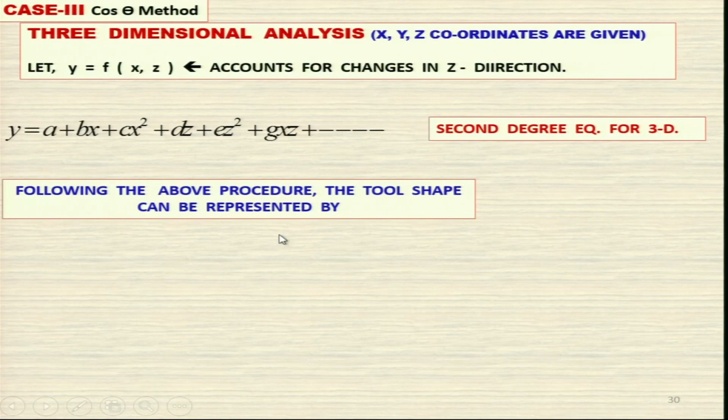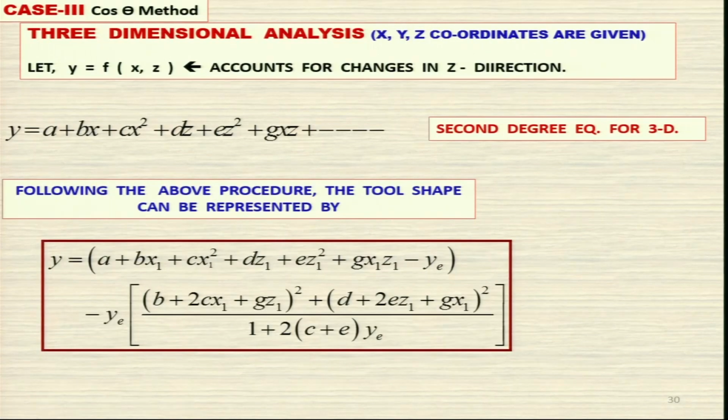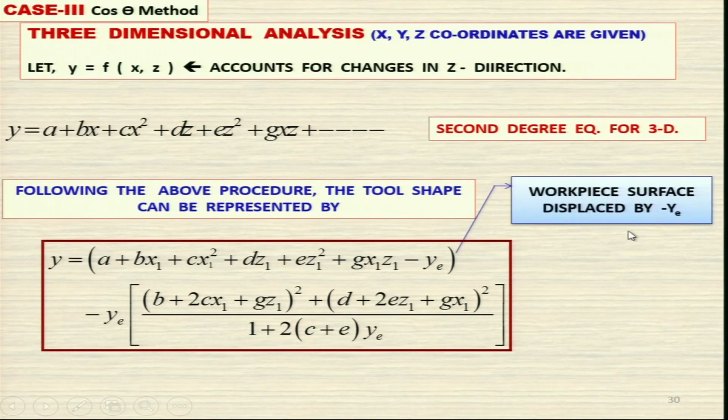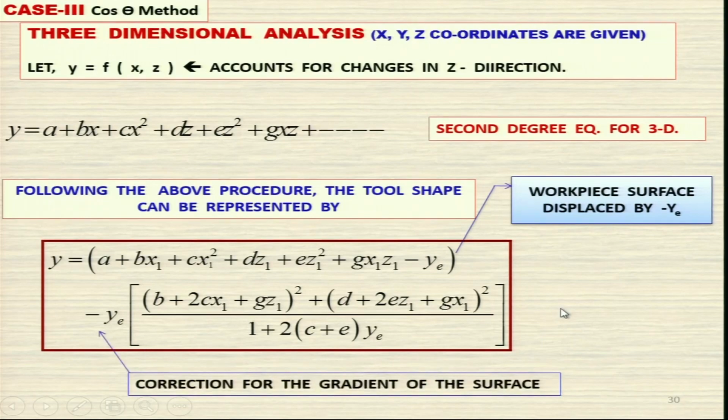Following the above procedure, the tool shape can be represented by y is equal to a plus bx1 plus cx1 square plus dz1 plus ez1 square plus gx1z1 minus y_e, that is the equilibrium gap, minus y_e times this much. So, this is the correction and this is the displacement of the surface by y_e. So, this is the workpiece surface displaced by y_e over here, and this is the correction for the gradient of the surface, this whole part. So, this is how you can even find out for the 3D surfaces.